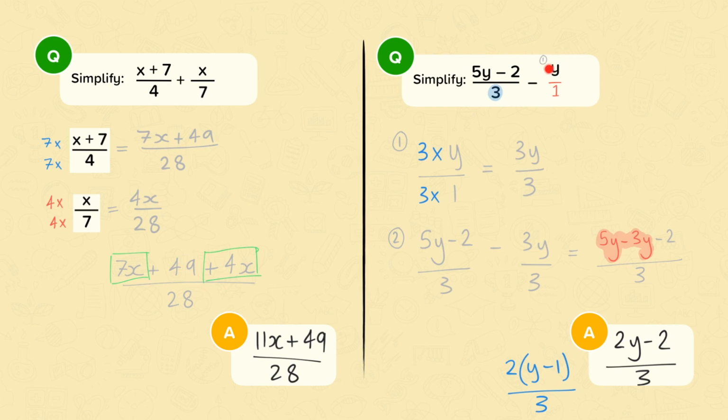But we do need to change this fraction and multiply it by 3. 3 times y, 3y. 3 times 1 is 3. So our new fractions are 5y minus 2 over 3, take away 3y over 3. We have the same denominators. We can now put it all together on the numerator. 5y minus 3y will simplify to just 2y, minus 2 over 3. Very well done if you got either of those answers.